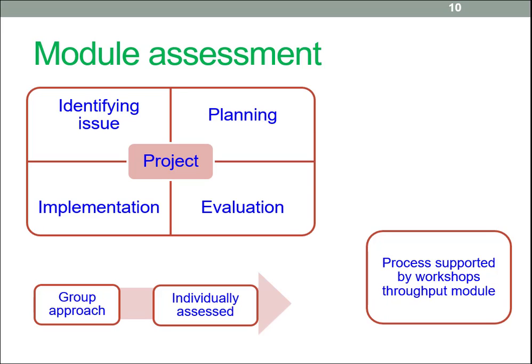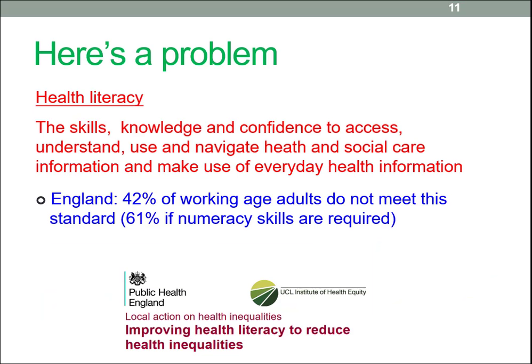In public health, you identify an issue, and we will talk about how you do that. You plan what we call an intervention to either develop our understanding of the issue or to cause changes in behaviour. We'll implement it, and then we evaluate it. We both develop this and evaluate it in terms of something called Universal Design for Learning. It will be a group approach, but everything will be individually assessed. There is no group assessment component, and the process is supported by workshops throughout the module.